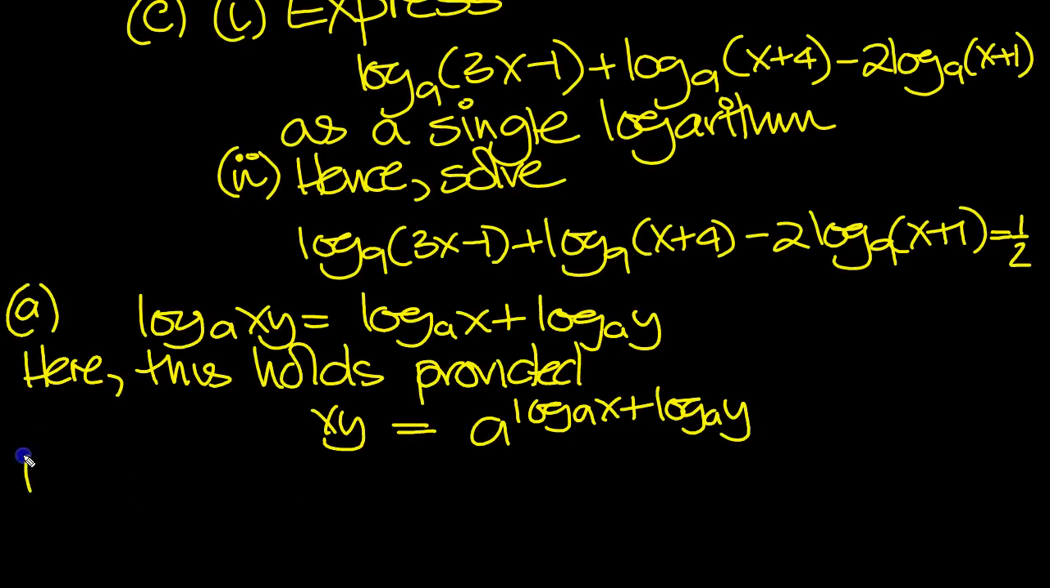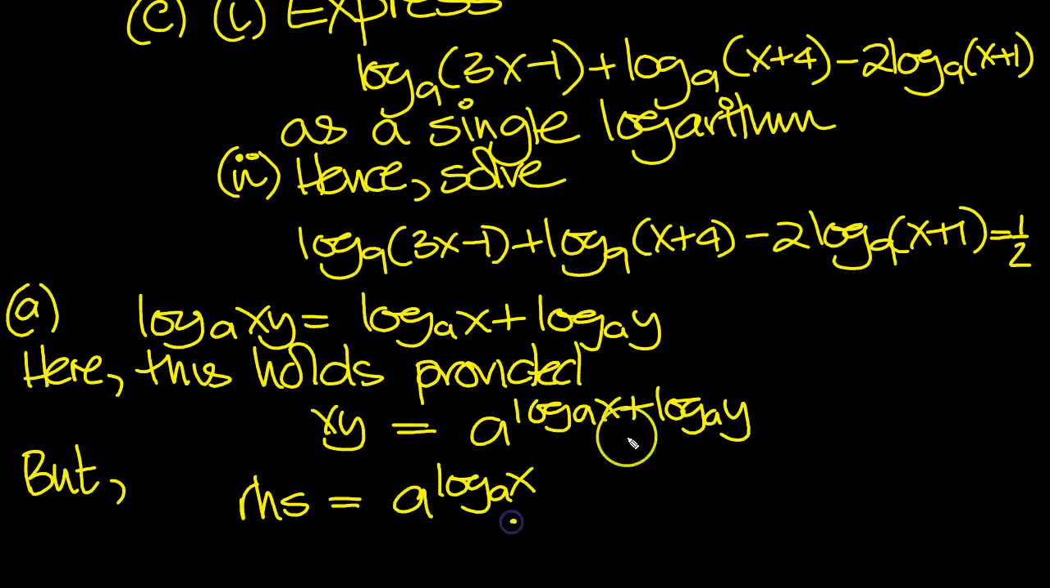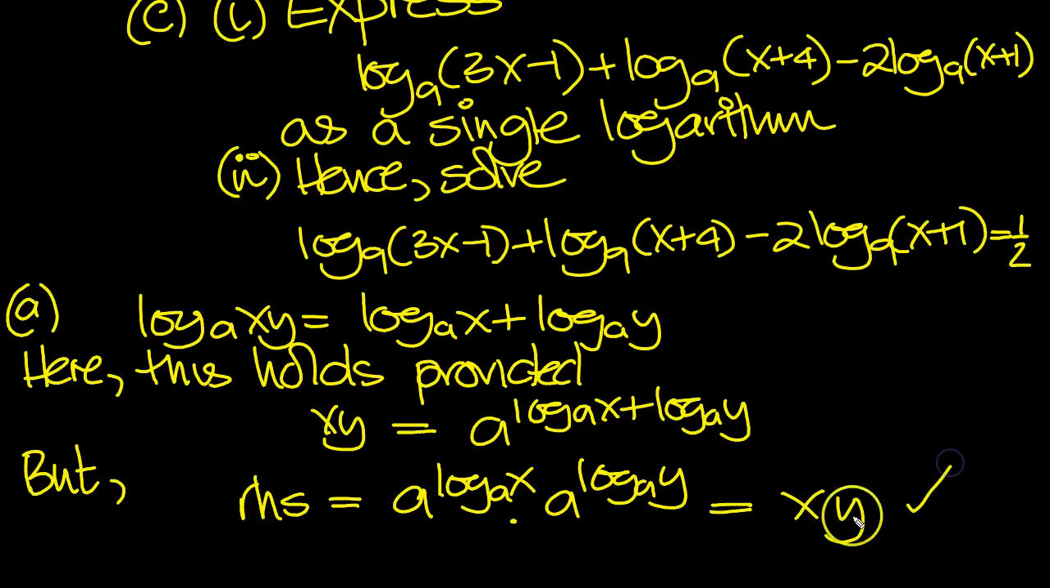But we can see the right hand side is equal to, using properties of indices, a to the log a of x, and you times the indices, don't you? Log a of y. And this a log a, one undoes the other, because one is the inverse of the other, so we're just left with x. And here a log a, one undoes the other again, and we're just left with y. Okay, so that's part A.